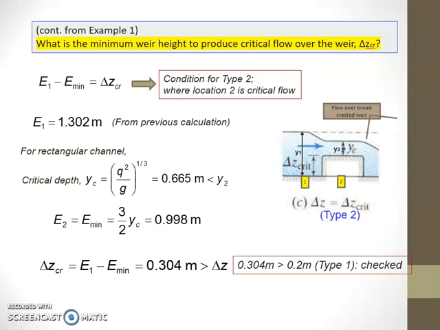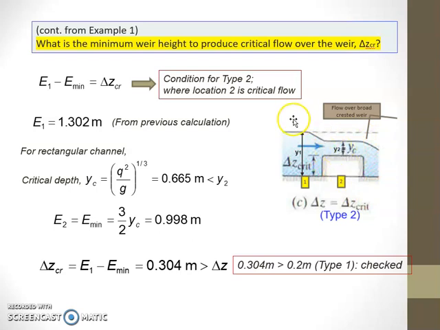Let's say I ask you, what is the minimum weir height to produce critical flow? This question asks you to determine the delta Z critical. Delta Z critical can be calculated using type 2 condition, where you have the delta Z critical parameter here. By considering location 2 now as the critical flow, Y2 is equal to Yc.